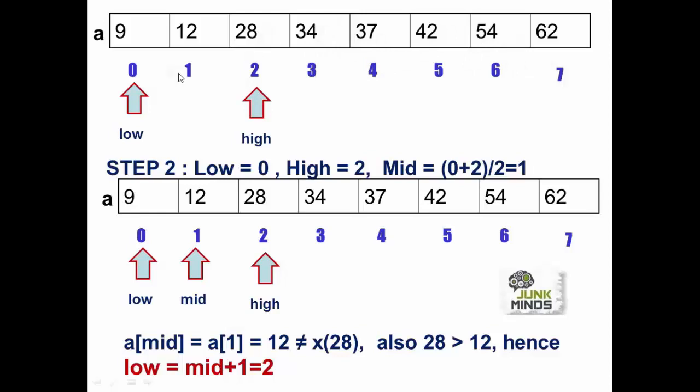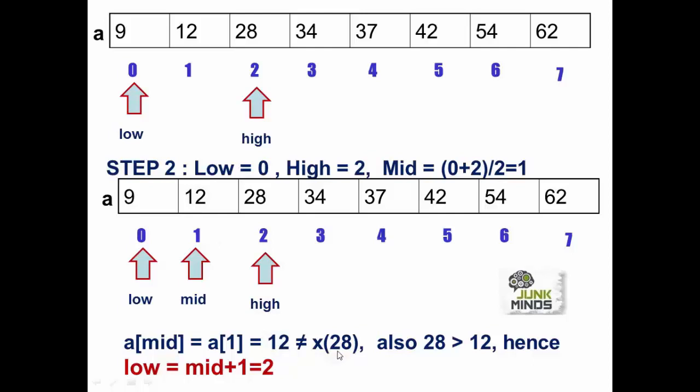Now the process continues. Low is 0, high is 2. I'll calculate mid again. 2 divided by 2, the quotient is 1. Now again I'll check at index 1. What I find is that the value that I'm getting is 12, which is not the same as 28, the value that I'm looking for.